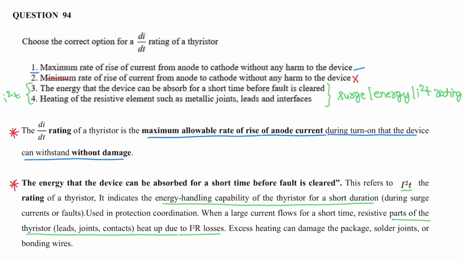And the question is the di by dt rating. So for di by dt rating, the correct answer is option 1: maximum rate of rise of current from anode to cathode without any harm to the device.